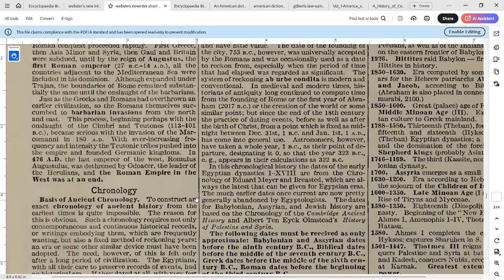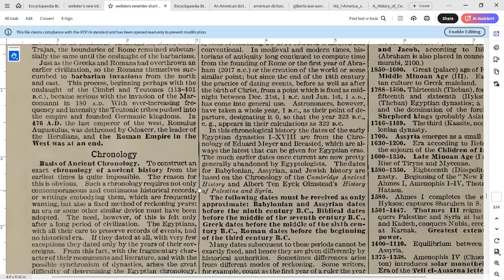In this chronological history, the dates of the early Egyptian dynasties, so I is 1 to XV, II is Roman numerals for 18. So 10 and 5 is 15 and 3 is 18. So XVIII are from the chronology of Edward Meyer and Breasted, which are always the latest that can be given for Egyptian eras. The much earlier dates current are now pretty generally abandoned by Egyptologists.